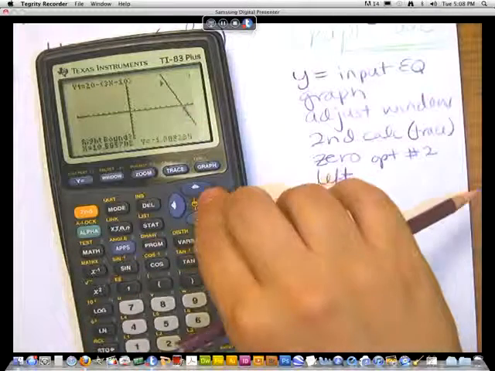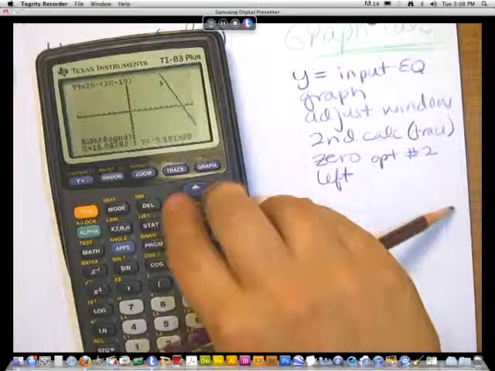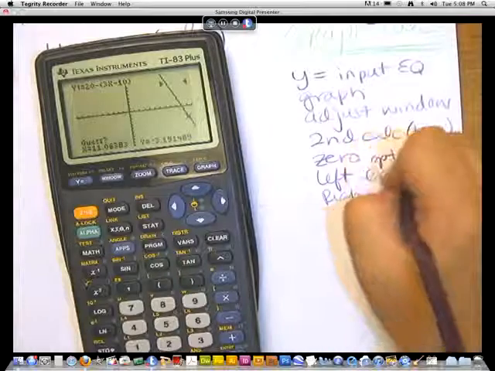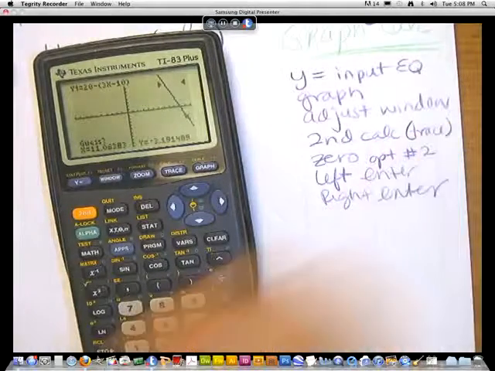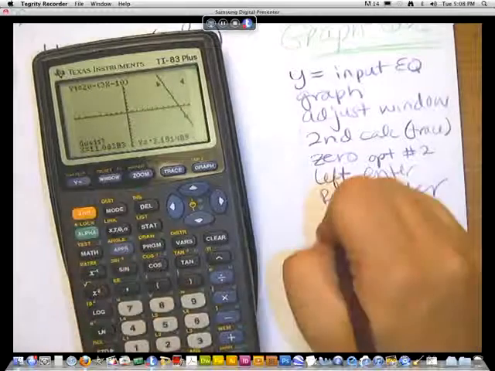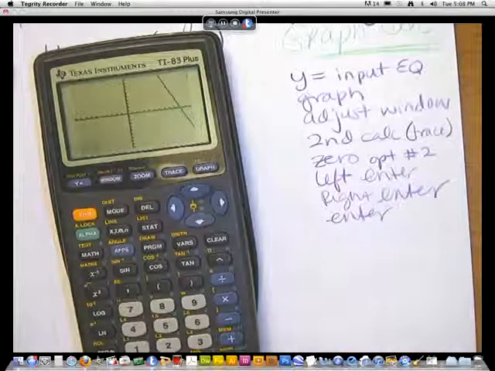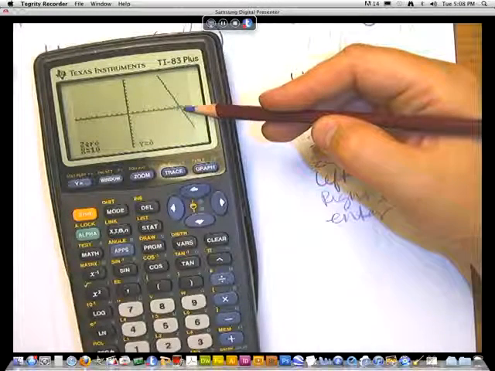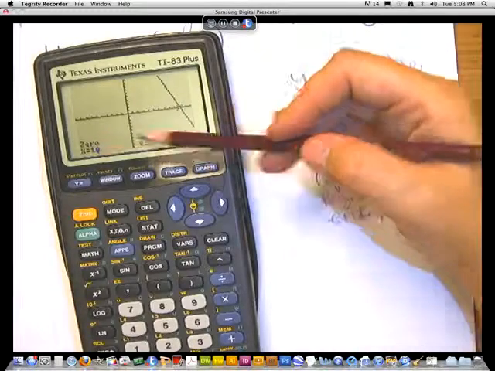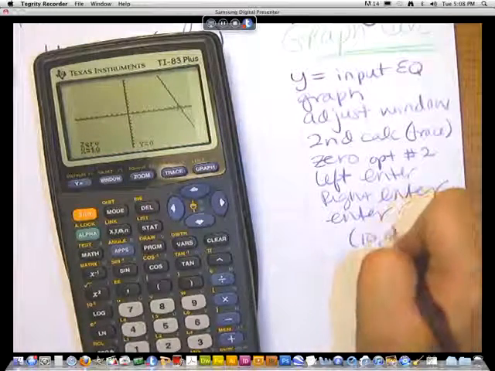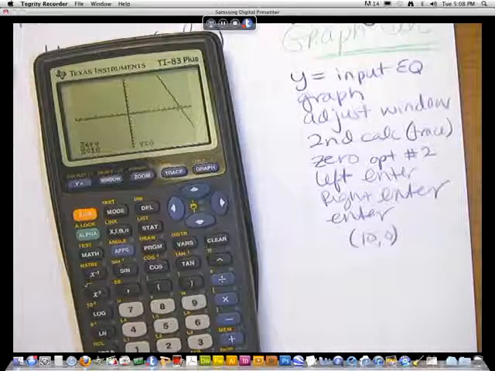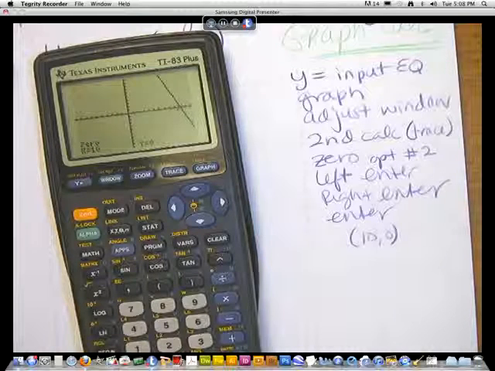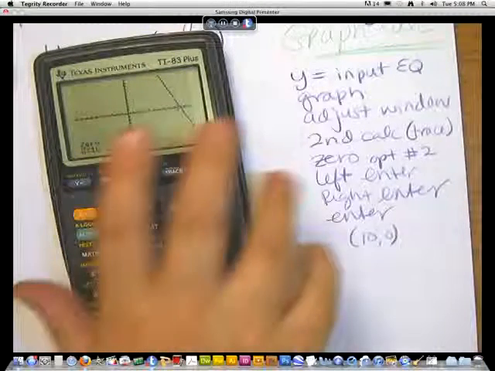I can be close, I can be far. As long as I'm right, it doesn't matter. And hit enter. And then it says, are you sure? And all you do is hit enter. And the spider will jump to the x-intercept on the x-axis. And we do find that, yes, it is the point 10, 0, which is what we found by hand. So we need to know how our graphing calculator is going to help us verify and do the work that we're going to have to show by hand.